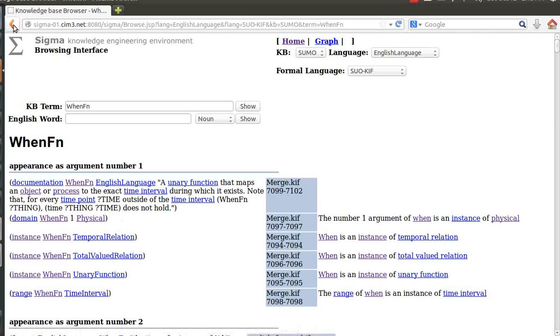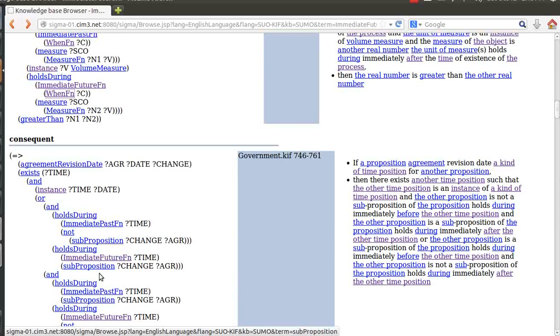All right, so let's see. We've got WinFUN that we just talked about. We talked a little bit about this immediate future fun.